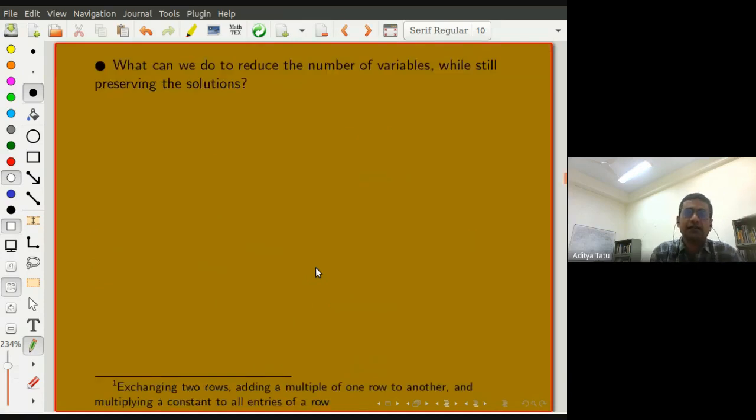Okay. So then the next obvious question is, what can we do so as to reduce the number of variables? Of course, that's not it, right? You would still want to preserve the solution, because the problem given to you is to solve the original system of equations and not something new, which is easier to solve, but is going to have a different solution. So what can we do so as to reduce the number of variables, but still preserve the solution?